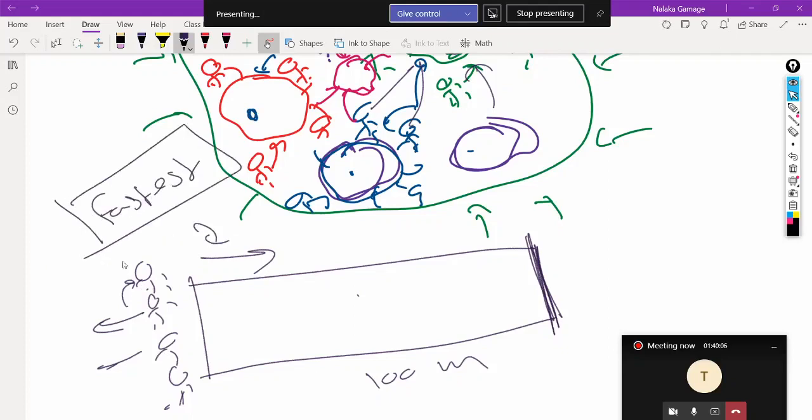Now we have to analyze. Only one winner will be there, so that is the person who can run fastest. Then my next question is, who is going to be the person who runs the fastest? What kind of person?